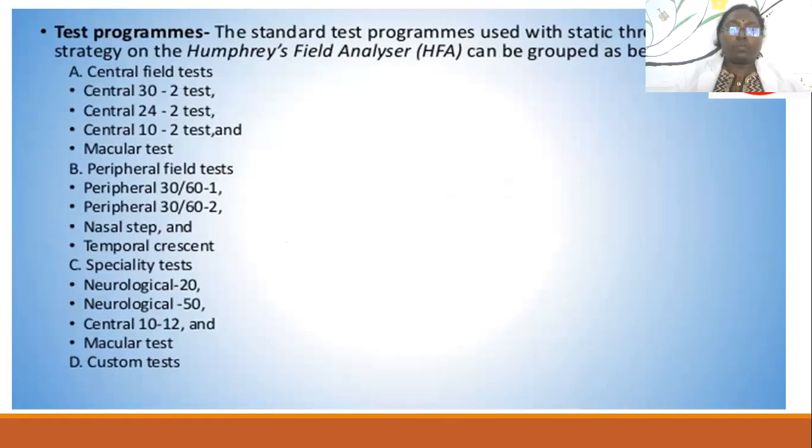So what are the test programs used with static threshold strategy on HFA? It can be central field to look for central fields, and peripheral field test is there, and specialty test is there. For central, you have central 30-2, central 24-2, central 10-2, and macula test. Then peripheral, it is peripheral 30 or 60-1. Nasal step is there, temporal crescent is there. And special tests include neurological 20, neurological 50, and central 10 to 12 macular test.